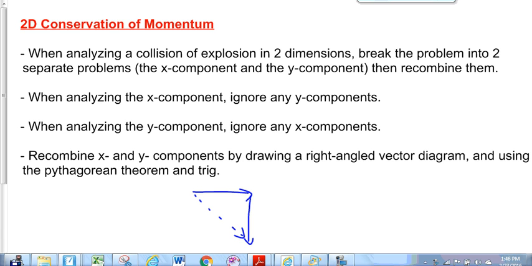You're going to solve for that resultant velocity, that final velocity, the combination of the x and the y that we just separated, by using the Pythagorean theorem. And we're going to solve for the angle by using the tan function, a little bit of trigonometry, almost always going to be the tan function.